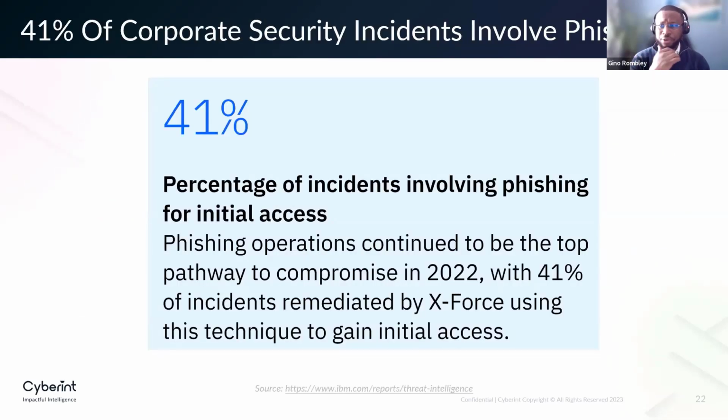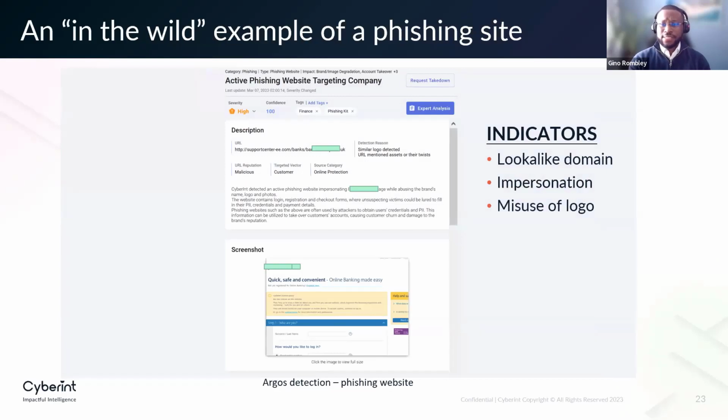Now, 41% of corporate security incidents involve phishing. In general, we see phishing will continue to be the top pathway to compromise in 2022 and also in 2023, because it's easy to execute and needs very cheap resources. Nevertheless, there are always ways to overcome that. This example is to show you a phishing website, areas where you can detect phishing websites, and solutions that help you detect them.